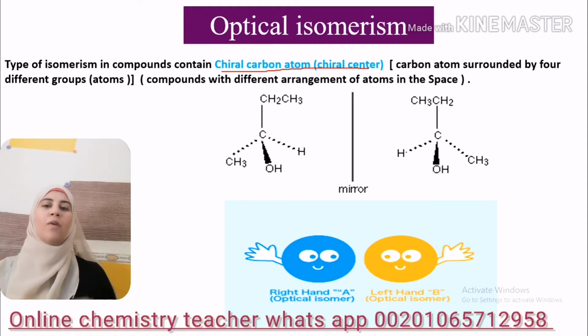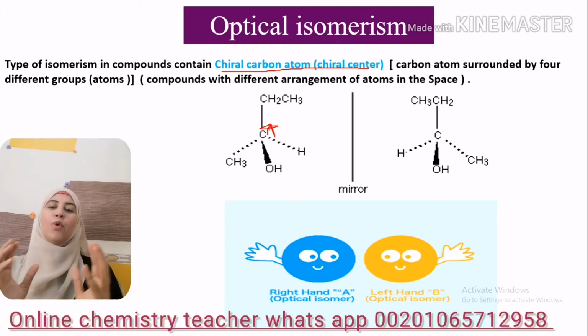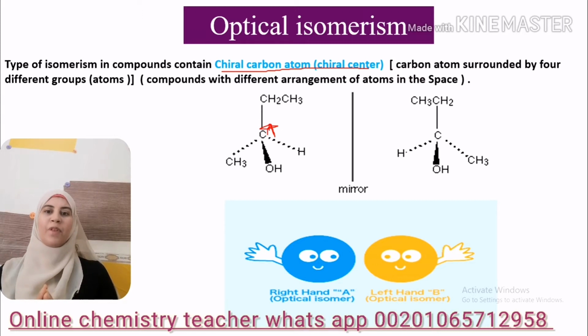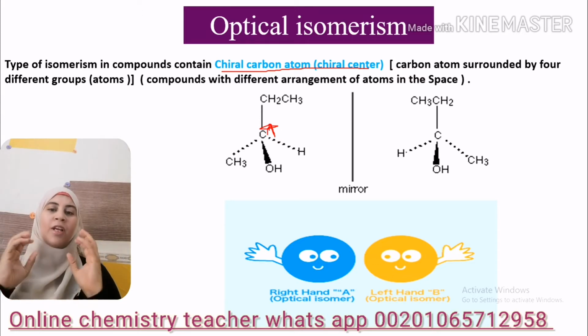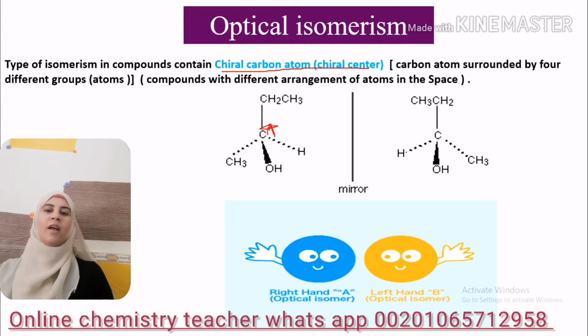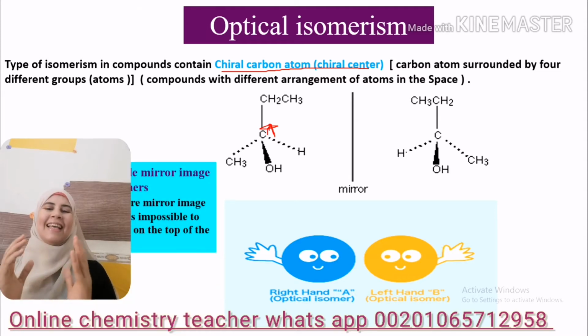In chemical compounds, we can write it as C star. Just add a star next to your carbon atom, so we can say we have a chiral carbon atom. In our compounds, we will have 2 mirror images. We can say we have non-superimposable mirror images.